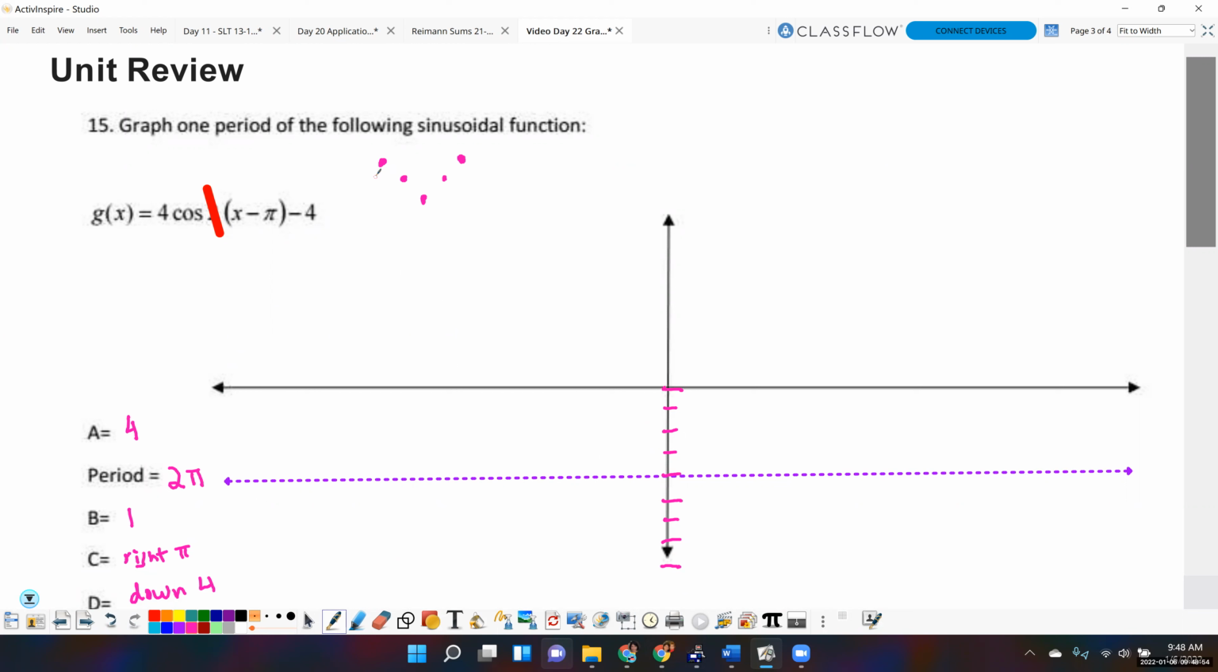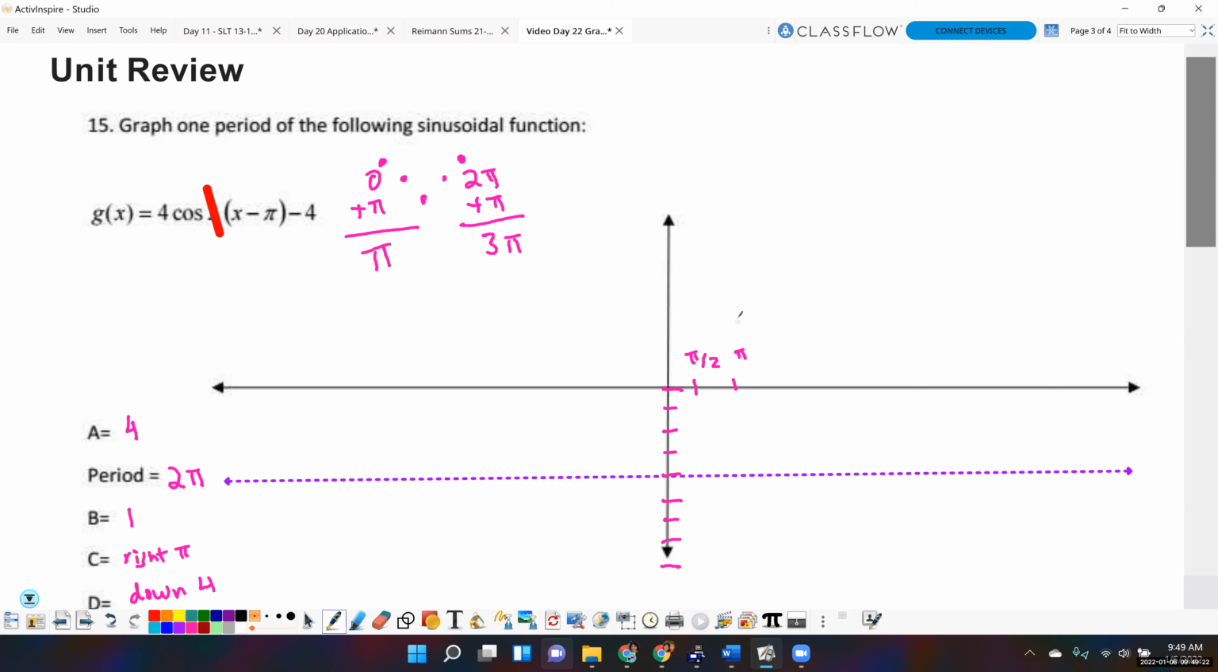So normally, remember, just like the last graph, this would start at 0 and this would start at 2 pi. But if I'm going right pi, the graph will start at pi and end at 3 pi. All right, so pi over 2, same scale. Remember, I said I'm not going to change the scale and move you right and left at the same time.